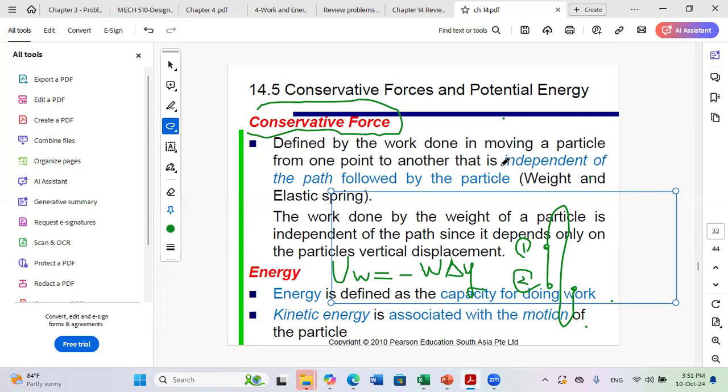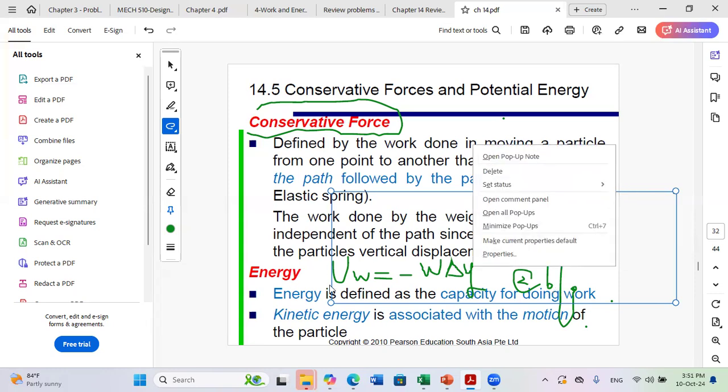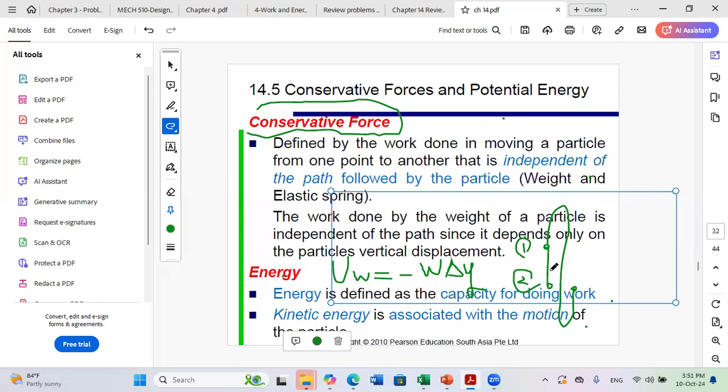It's opposing my motion, the friction. While the weight can help me in downward motion, and it will oppose me when I move up. But at the end, when I move between the same two positions, delta Y will remain the same. So I will have the same work. While for friction, it depends on my path, because the longer the distance I move, the higher the work, the energy, that I will lose. Okay? This is the idea of conservation.